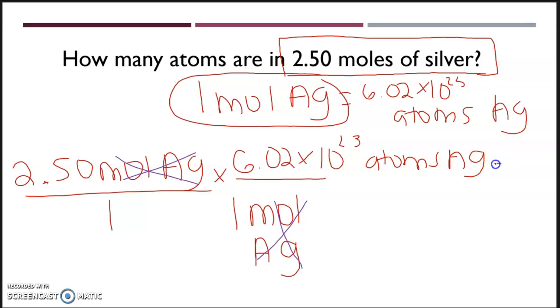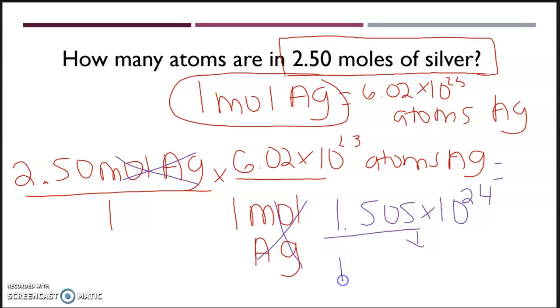And then you just type this in, 2.5 times 6.02 times 10 to the 23, all divided by 1. And when I type that in, I get 1.505 times 10 to the 24. Now we need to round this to have 3 significant figures. 1.505, that's 4 sig figs, so that would become 1.51 times 10 to the 24 atoms of silver.